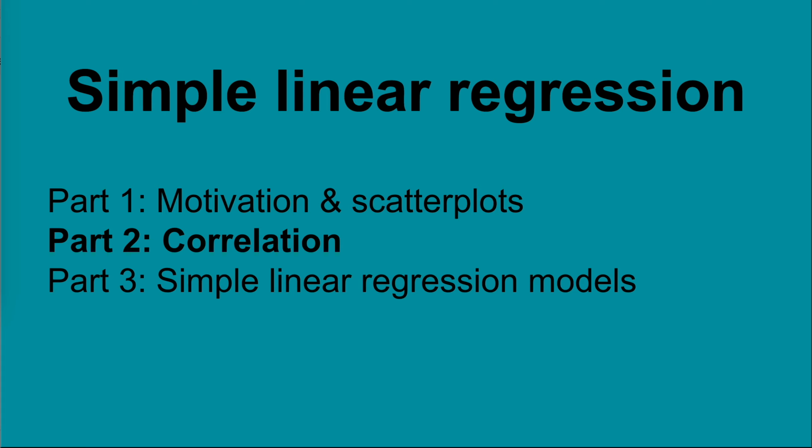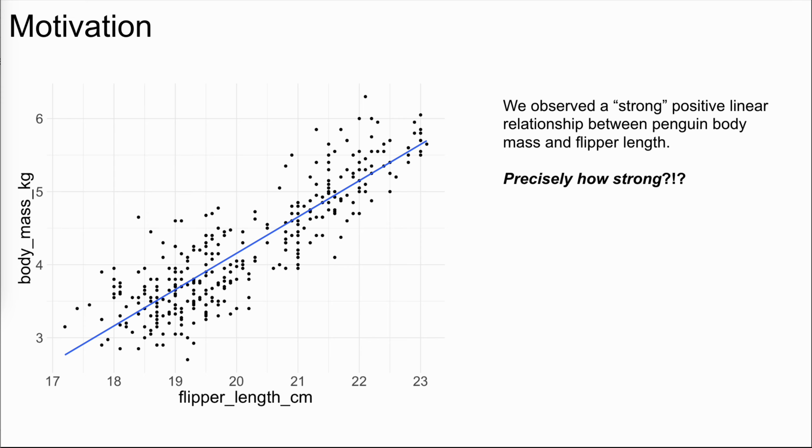In part 2 of this 3-part video series on simple linear regression, we'll turn our attention to numerical summaries, correlation in particular. From a scatter plot in part 1, we observed a strong positive linear relationship between penguin body mass and flipper length. But the term strong is both vague and somewhat subjective. Thus, we want to measure more precisely just how strong the relationship is.